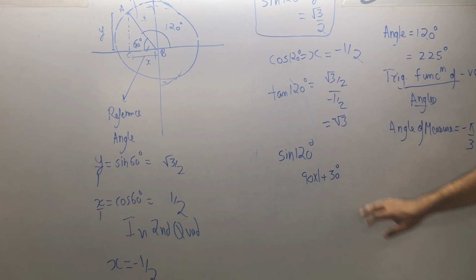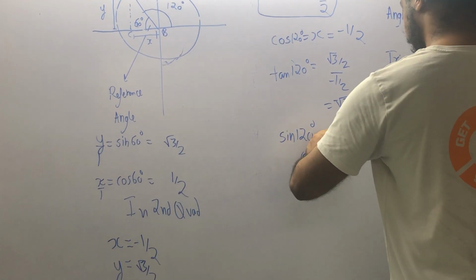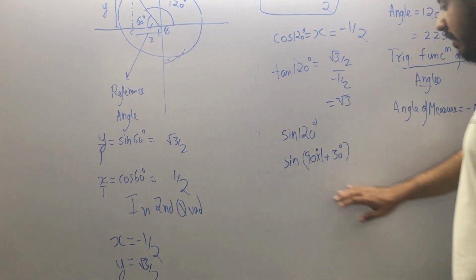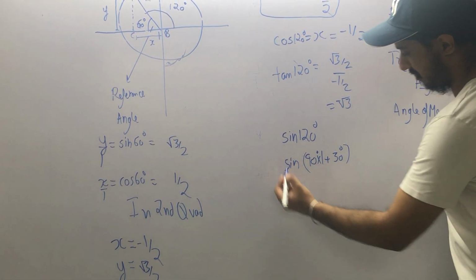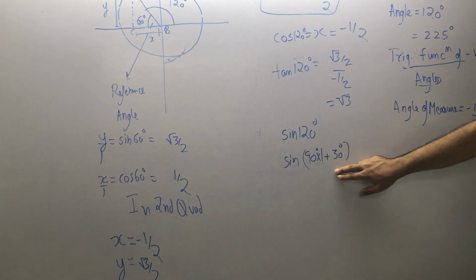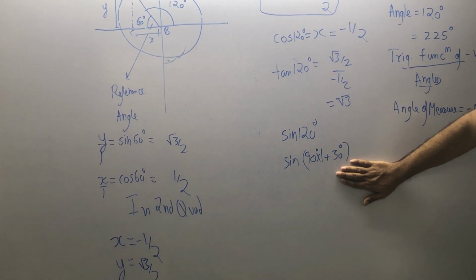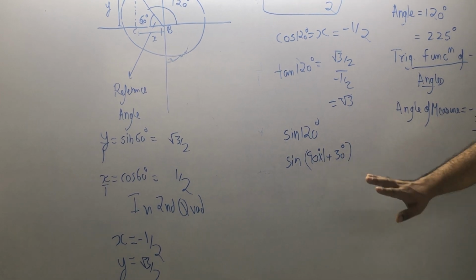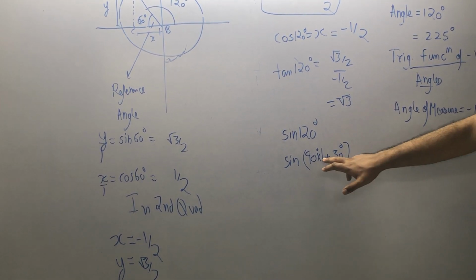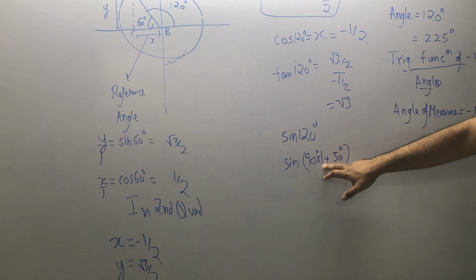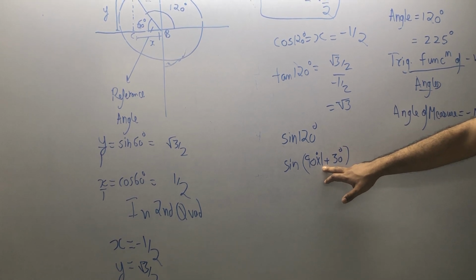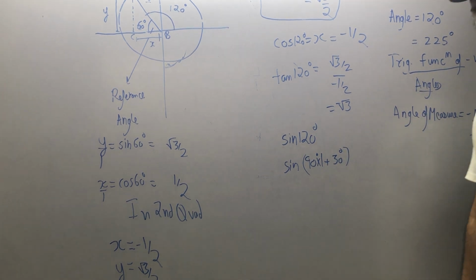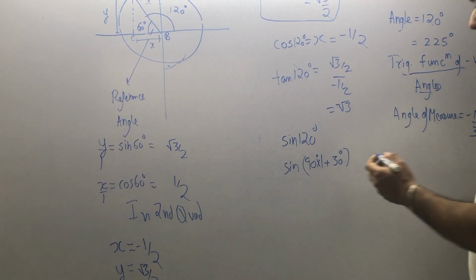I will write here again. I hope there is nothing difficult in this. You have to just split it in 90 multiple form. So 90 into 1 is 90, plus 30 is 120. I hope this is clear to you all. Now look carefully here. Now what is the multiple of 90? The multiple of 90 is odd. Now before even doing that, just look.